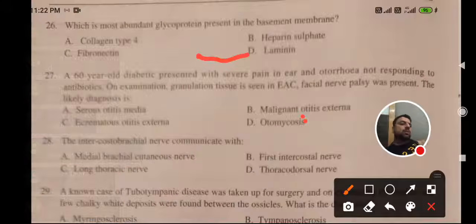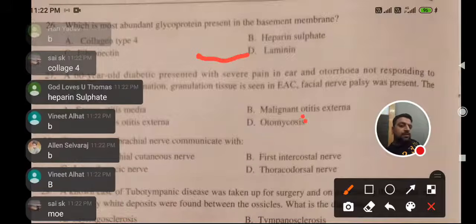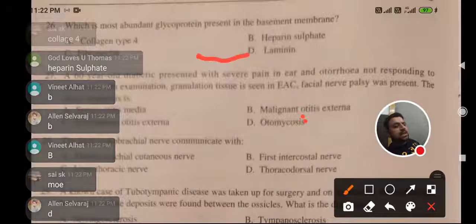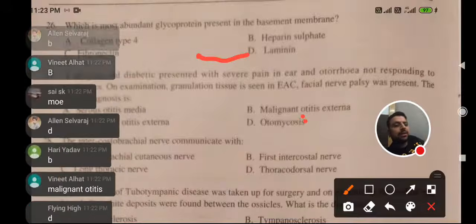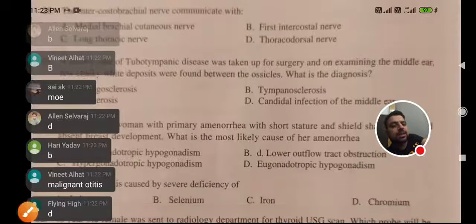A 60-year-old diabetic presented with severe pain in the ear and otorrhea not responding to antibiotics. On examination, granulation tissue is seen in the EAC. Facial nerve palsy was present. What is the likely diagnosis? Malignant otitis externa, MOE. Absolutely right. This is a case of malignant otitis externa.